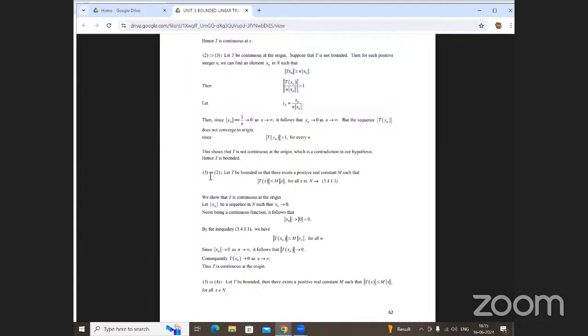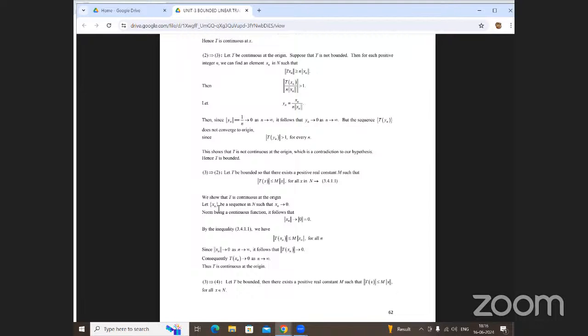Again, the transformation is taken as bounded, and we must prove that it is continuous at origin. That is 3 implies 2. First of all, by the bounded definition there exists a real number M such that this condition must be satisfied. We must show that T is continuous at the origin.